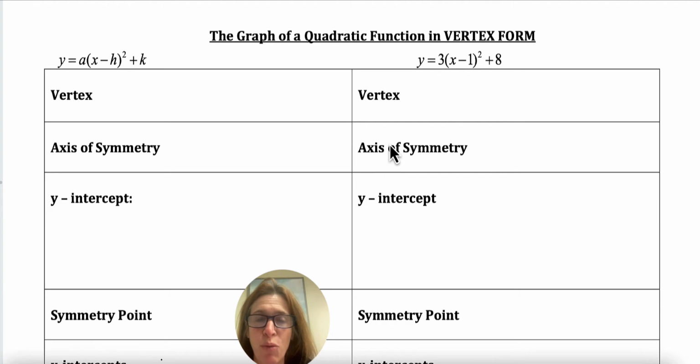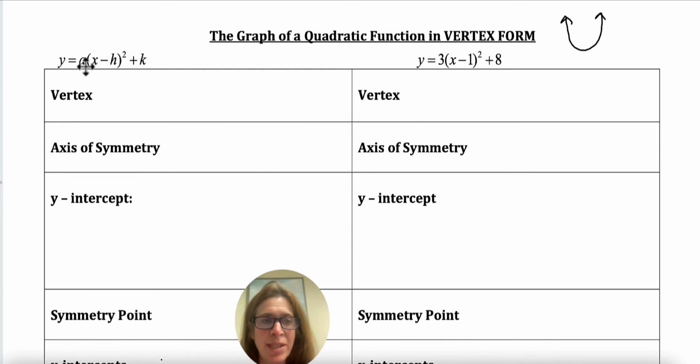Today I'm going to be going over the graph of a quadratic function in vertex form. So we know that a quadratic's graph is going to be in the form of a parabola, so maybe something like this. But quadratics can come in many different forms. We can look at them in vertex form, standard form, intercept form, and so we want to make sure we understand what all the constants mean, what they show us.